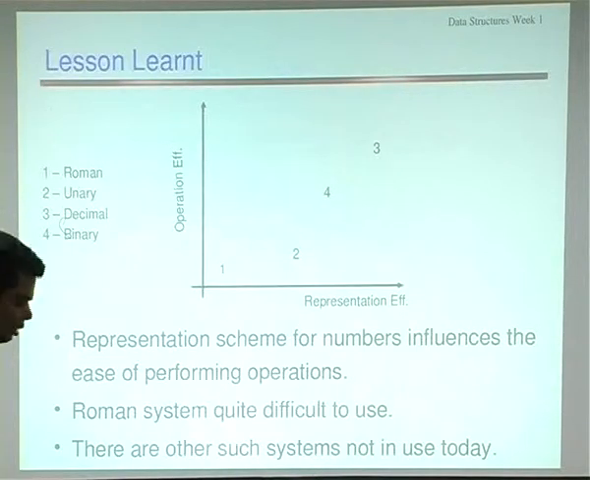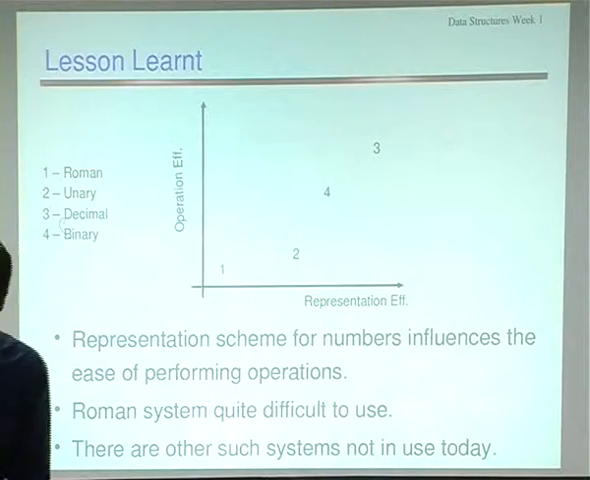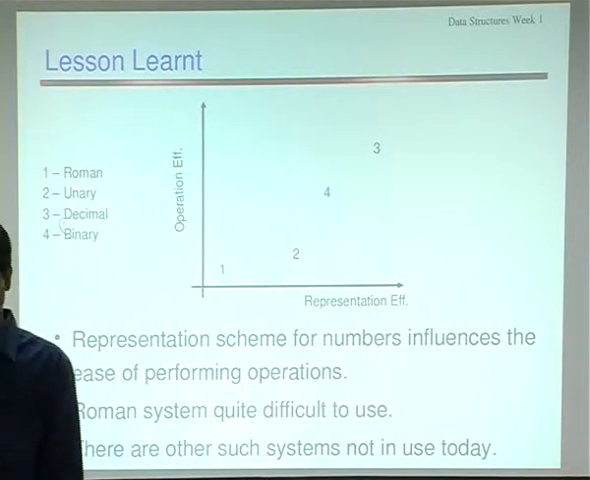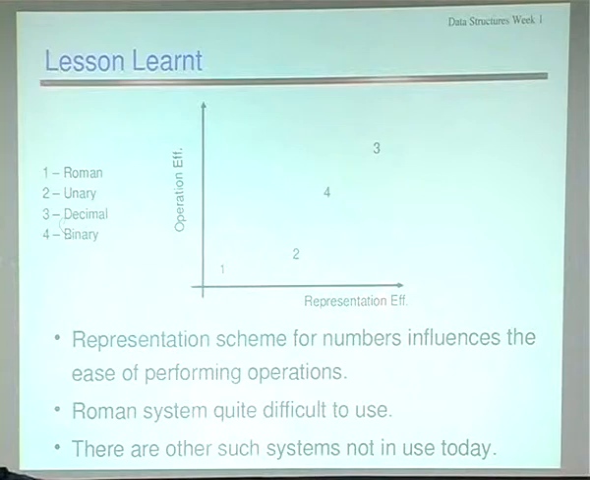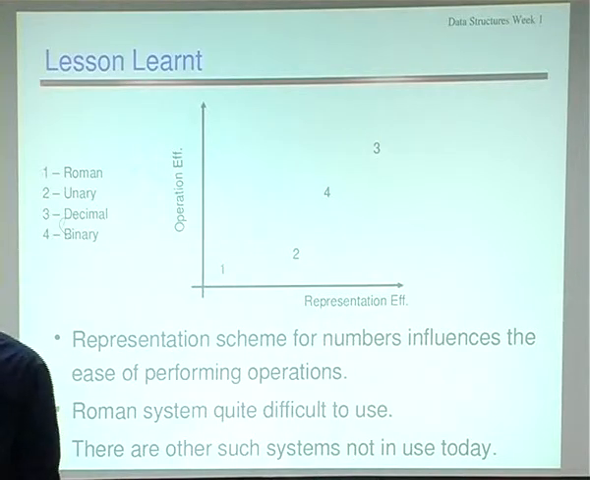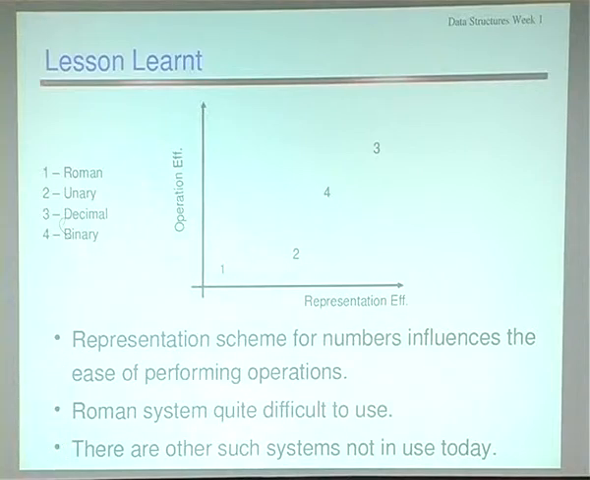Now, putting together this addition and multiplication, it is clear that we are looking at 2 things. One is the so-called representation efficiency, right? How easy is it to write a number? The other is the operational efficiency: how easy is it to perform an operation in this number system, right? So let us look at these 4 systems.